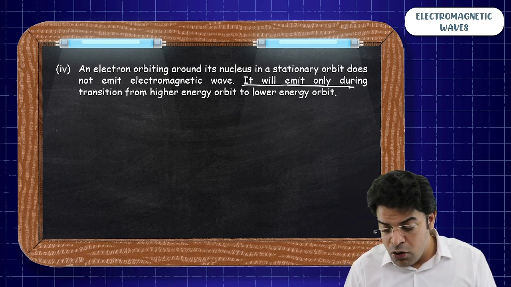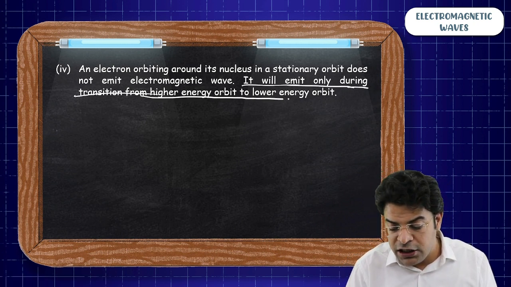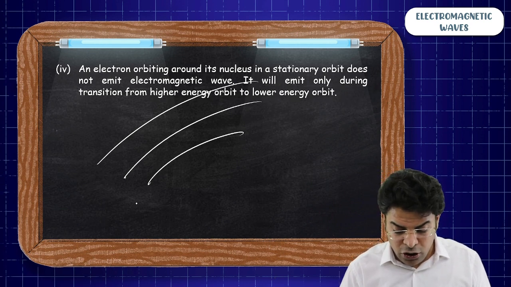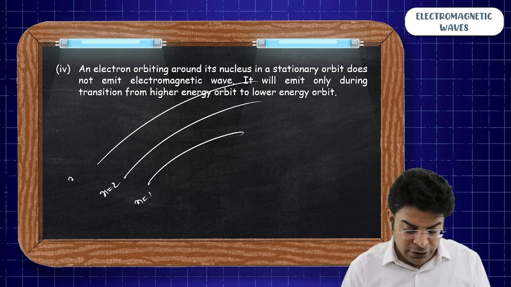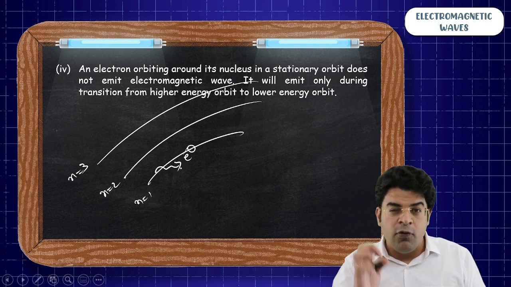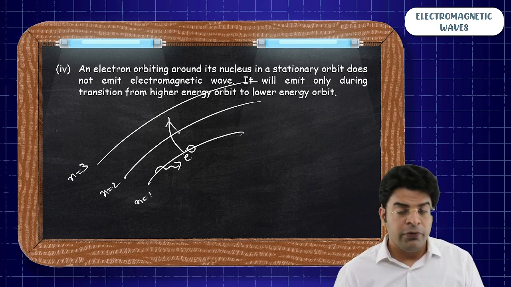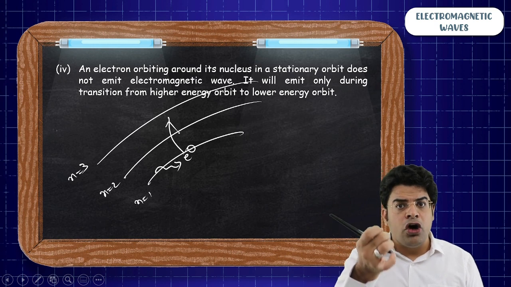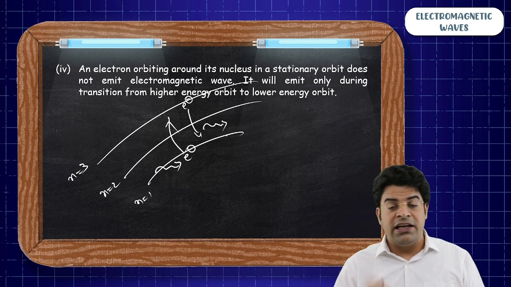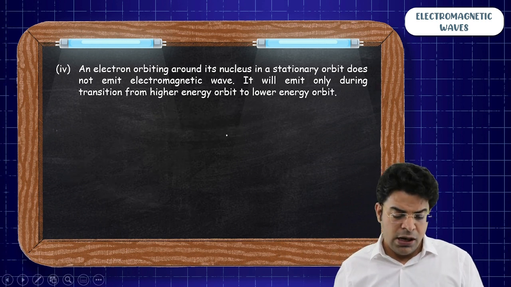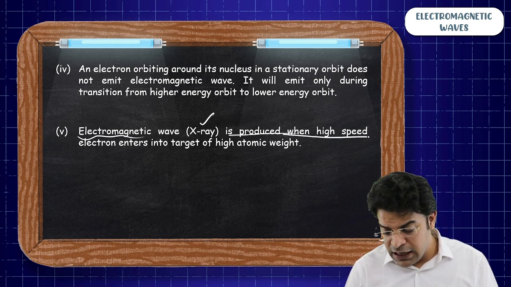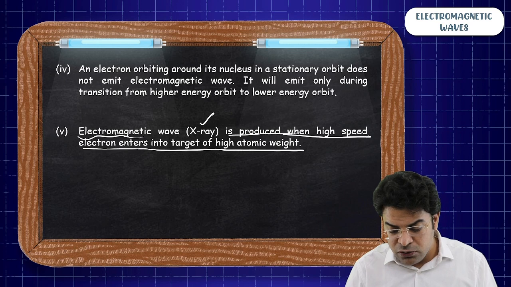It will emit only during transition from a higher energy orbit to a lower energy orbit. To go from a lower orbit to a higher orbit, the electron absorbs EM waves, a photon, and it goes from the lower orbit to the higher orbit. And when the electron jumps from a higher orbit to a lower orbit, it gives out a photon. It gives out radiations.